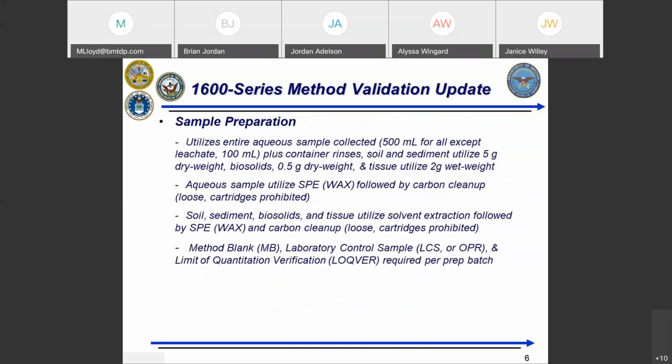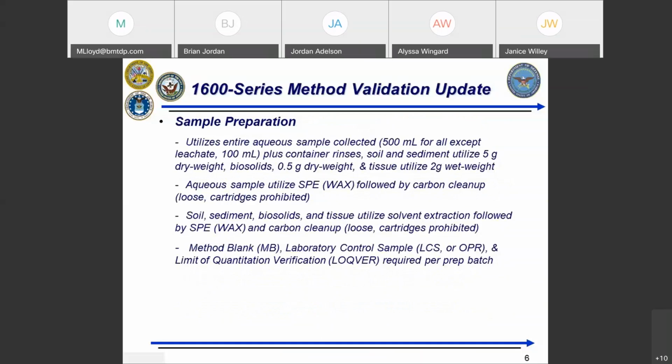And here are some basic requirements for the validation studies. To be clear, I'm not saying that this is what is going to end up in the draft 1600 series method that will hopefully be published by the EPA. They have the final say of what makes it to that published method.